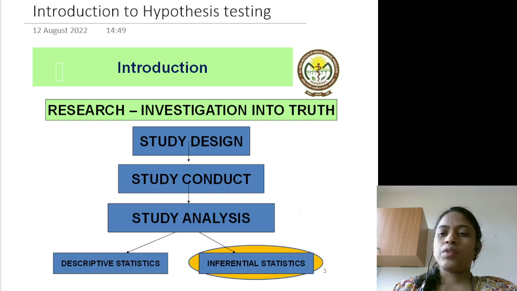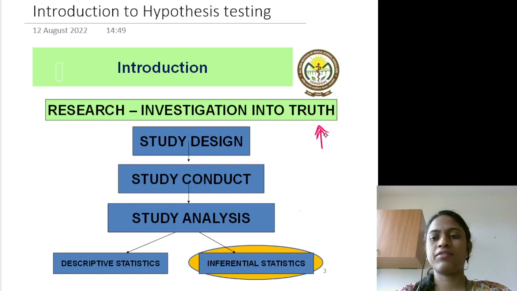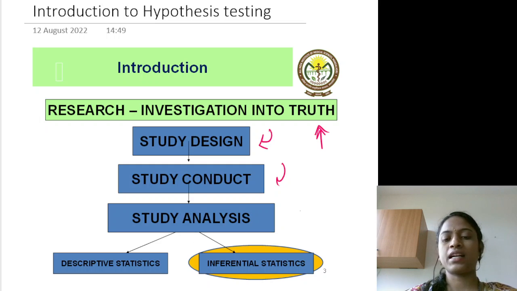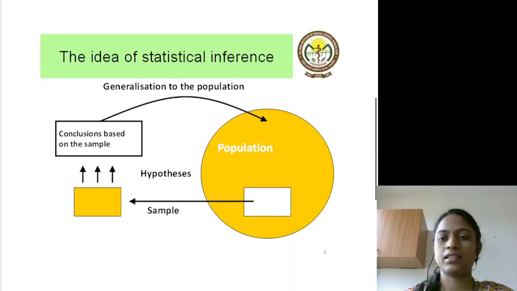When we do research, we are trying to find the truth. We are trying to investigate the truth. To find the truth, we select a study design, we do the study, and then we collect some data. From the data, we do some kind of analysis. There are two components of statistical analysis: summary statistics or descriptive statistics, and inferential statistics. We'll see what summary and inferential statistics are.